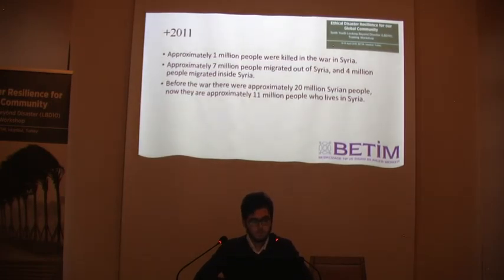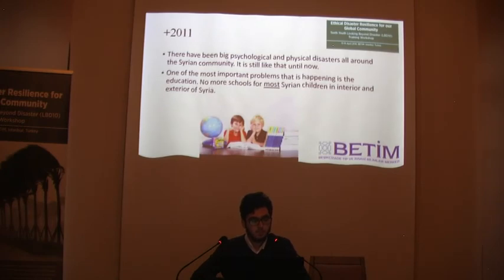So, approximately in this war, 1 million Syrians were killed, and 7 million people migrated out of Syria, like me, and 4 million people migrated inside Syria. So before the war, there were approximately 20 million Syrian people. Now it is approximately 11 million people who live in Syria. There have been big psychological and physical disasters all around the Syrian community. It is still like that until now.